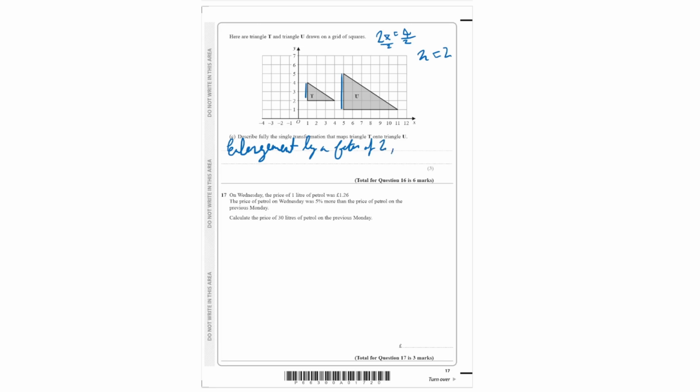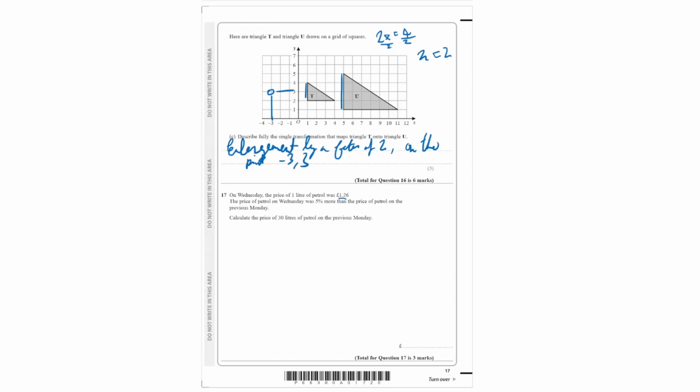And now we have to write the point at which it enlarges. So we can actually draw lines connecting these. Try to use a ruler if possible. And the point at which they intersect is the point of enlargement. So this point is negative 3, 3. On the point negative 3, 3.